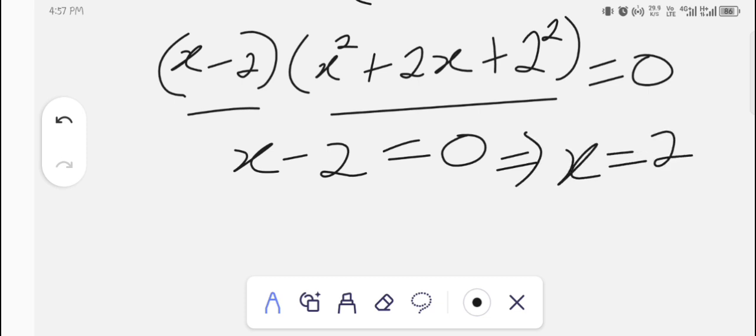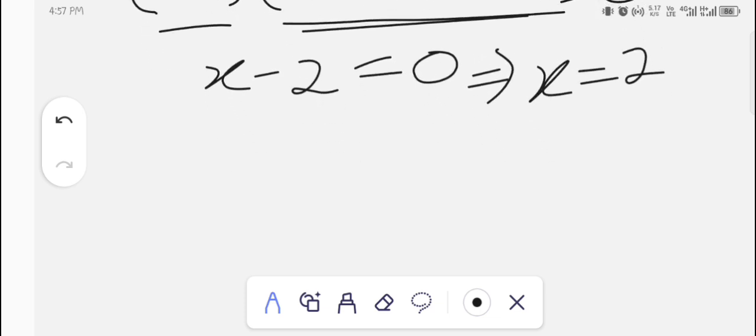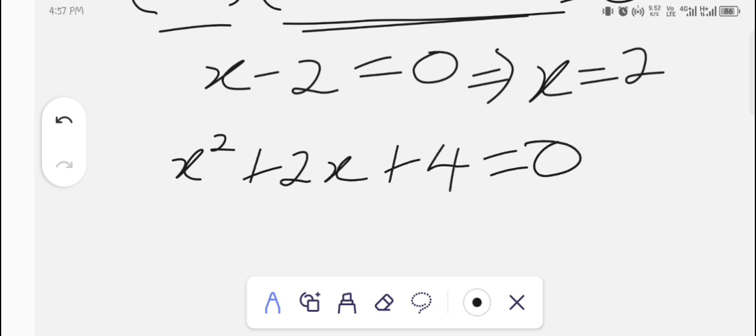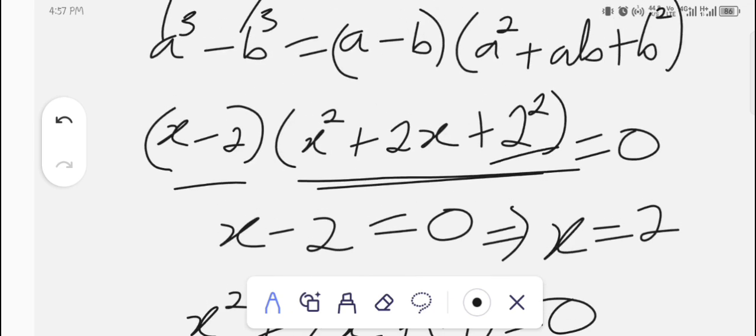Good. So further using the zero product law, we'll equate this to 0. So we have x squared plus 2x, then plus 4 to be equal to 0. 4 gotten from 2 squared, right? Very good.